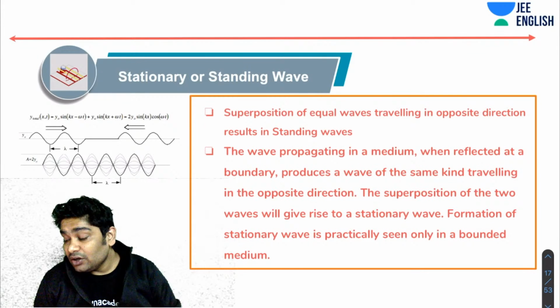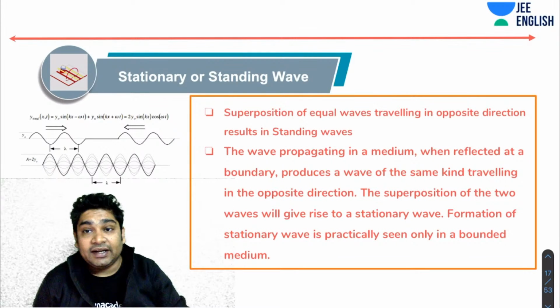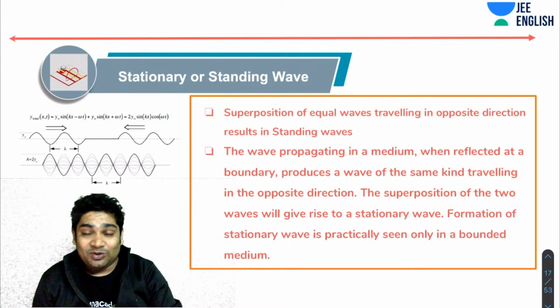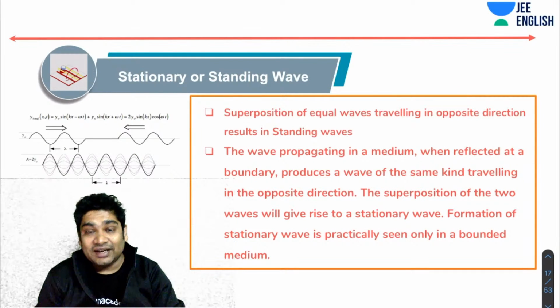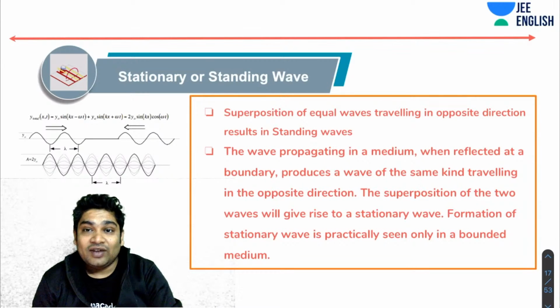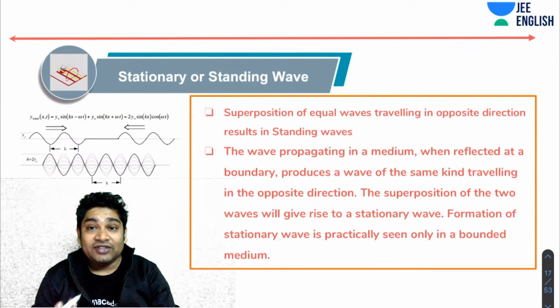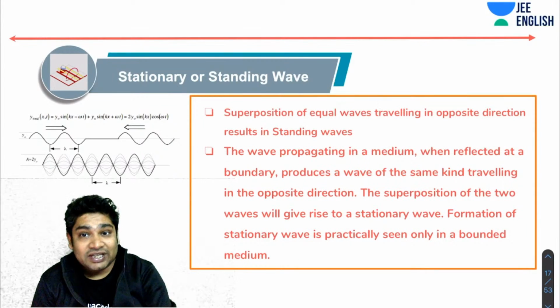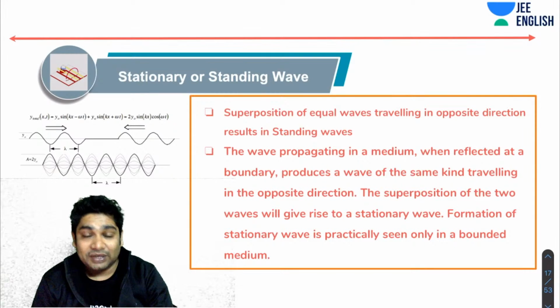Okay, so as I said, the wave is propagating in a medium. How do you achieve two equal waves traveling in opposite directions? It is usually done by reflection. When a wave traveling in a medium gets reflected at a boundary, it produces a wave of the same kind just traveling in the opposite direction. Now, the superimposition of these two waves will always give rise to something that we call a standing wave or a stationary wave. The formation of a standing wave is practically seen only in a bounded medium.